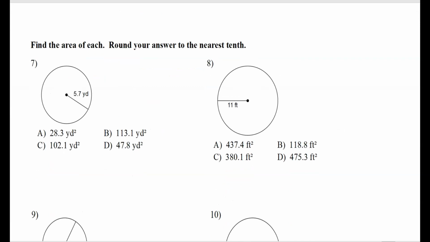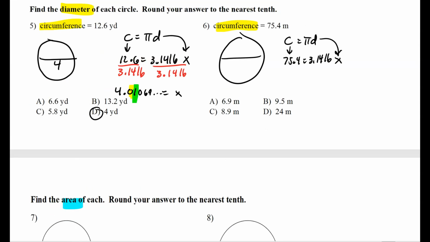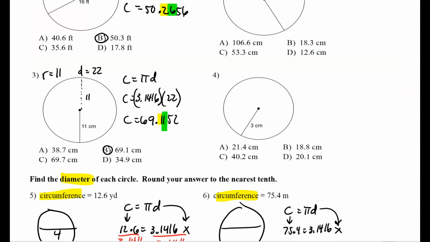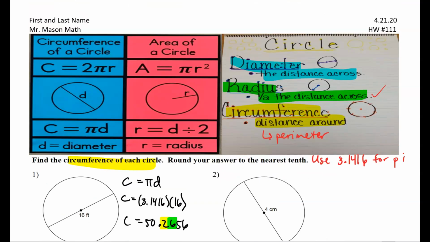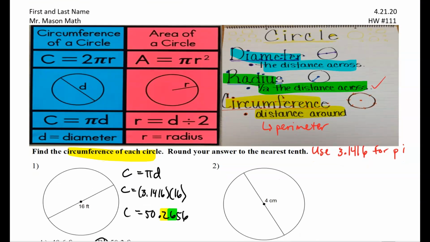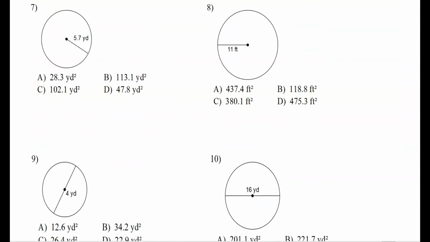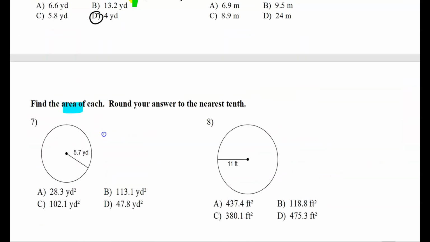So in 7, we're doing area. Remember, area is the space inside of a shape. It is always measured in units squared. So we start off with our area formula. If you forgot what it was, you go back to the front of your paper and you're like, oh, guess what? I got notes at the front of my paper. A equals pi r squared. A stands for area. So I go to 7 and I say A equals pi r squared.